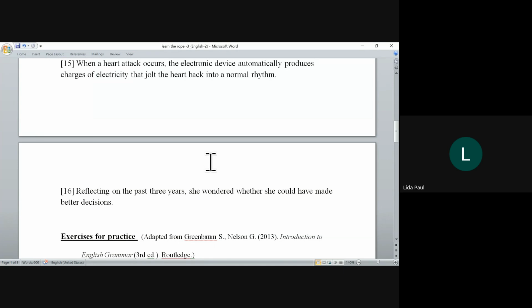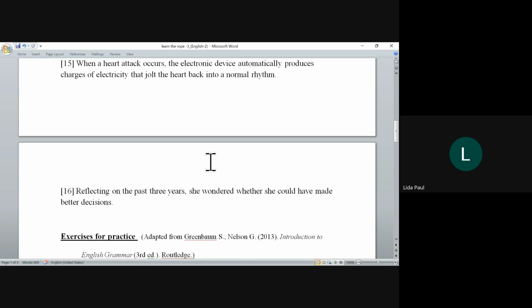Okay. So she wondered what? She wondered whether she could have made better decisions, right? So it answers the question what? Whether she could have made better decisions occupies the object position of the clause she wondered. So it is an object to the verb wonder in that sentence. So it's a noun clause.